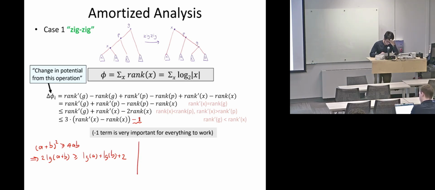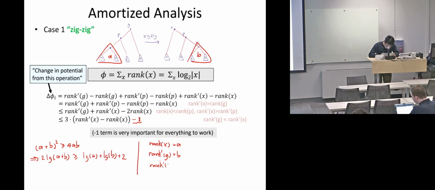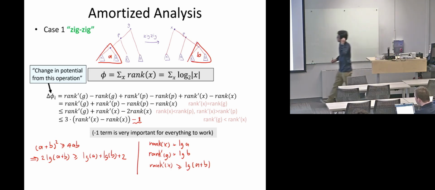Now if I think of this and here, call this A, call this B, and call this whole thing C. This is A plus B. So the old rank of X is basically A. The new rank of G is B, and the new rank of X is at least log of A plus B. This is log of A, this is log of B, this is log of A plus B. Make sense?